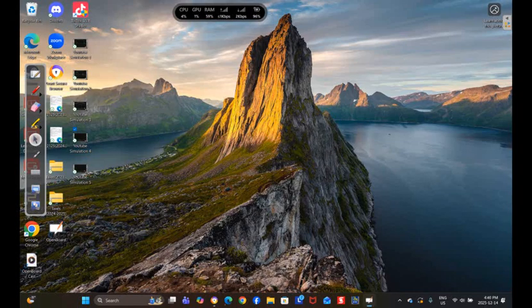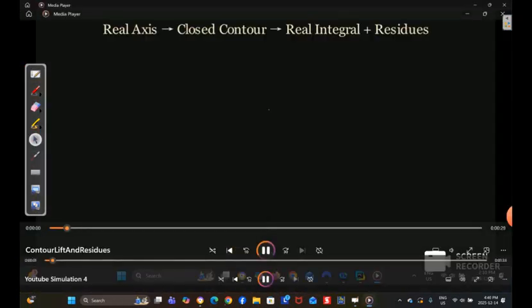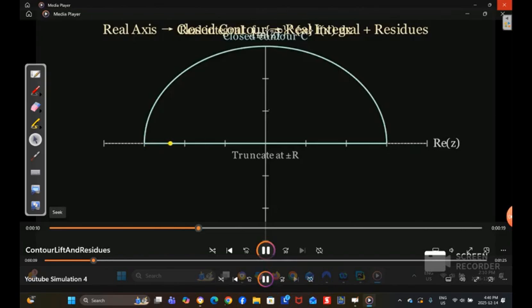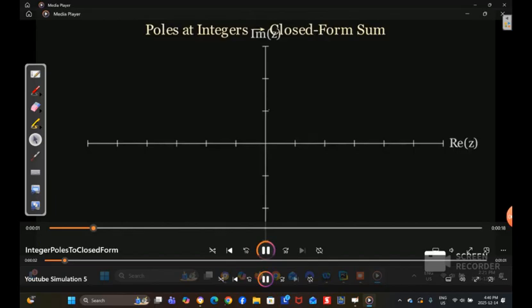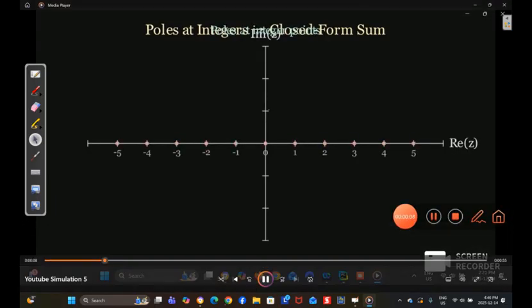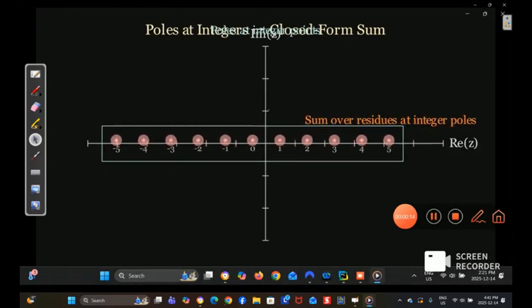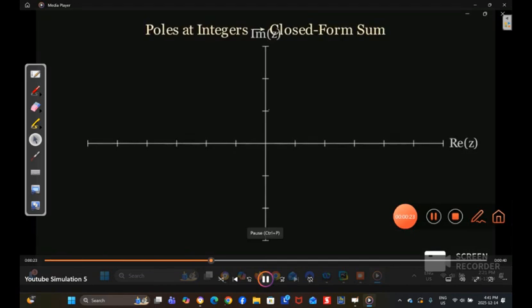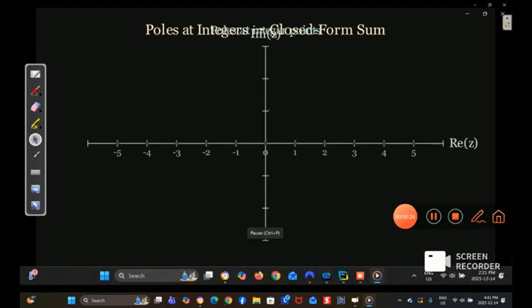So let's look at our simulation here. Is that the right one? No, that's not the right one. Mistake, we did that one. Let's look at this one here. So here we have poles at the integers. This is a closed form sum. Now, if you had a sum to deal with and you use contour integration, then you're going to have these poles at multiple integers, as opposed to having an entire contour path. So poles at the integers will imply closed form sums. This is very true.